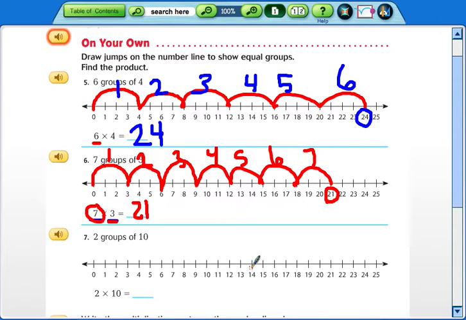Let's do this last one. It's going to be pretty quick because look, I only have to do 2 jumps. But I have a lot in each jump. Look how many I have in each. I have 10 in each jump. So let's start it. I need 2 jumps, 10 in each one.